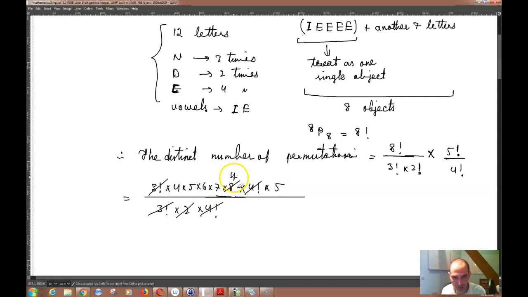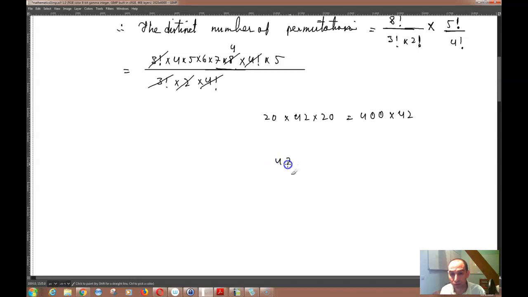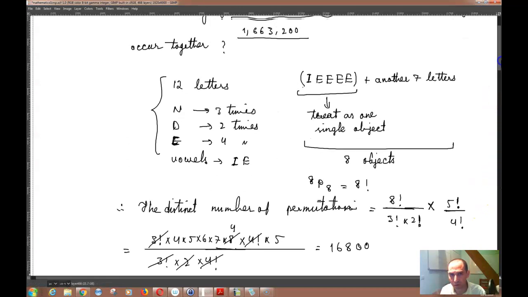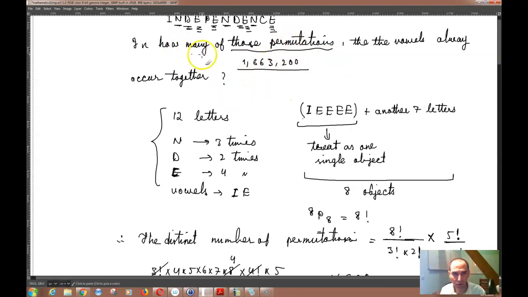basically, that's a 20, that's a 42, that's a 20. This is 20, this is 42, and this is 20. So that's the same thing as 400 times 42. And 400 times 42 is equal to 16,800. So in 16,800 of those permutations, these letters always stick together or occur together.